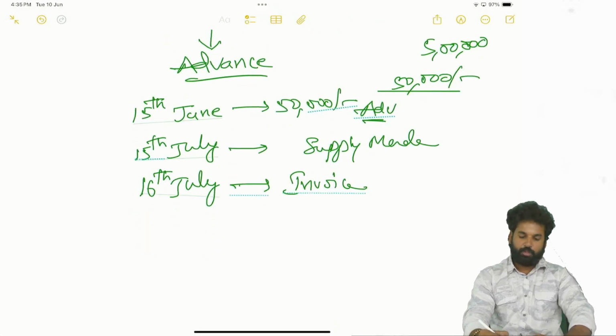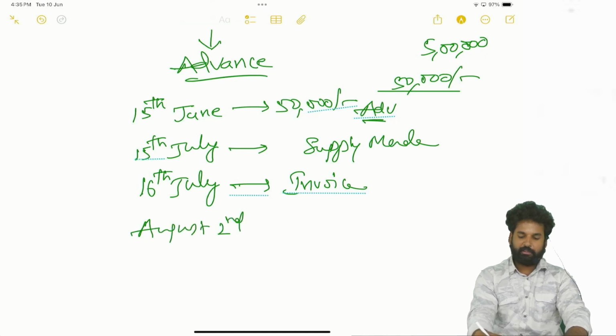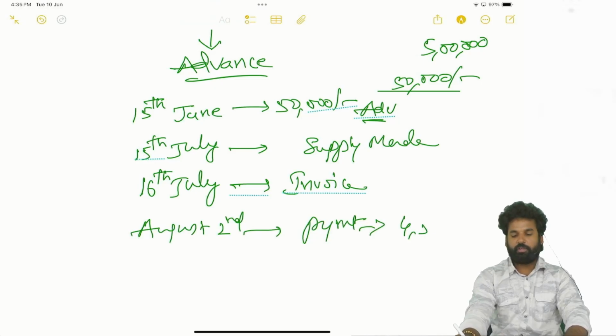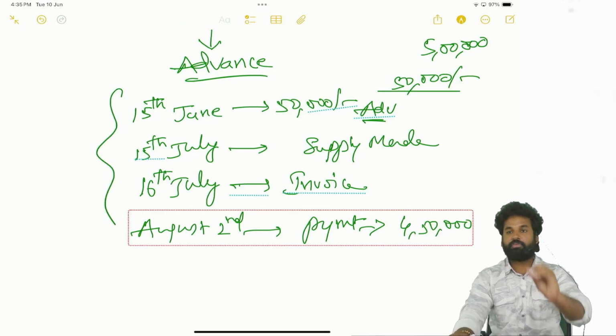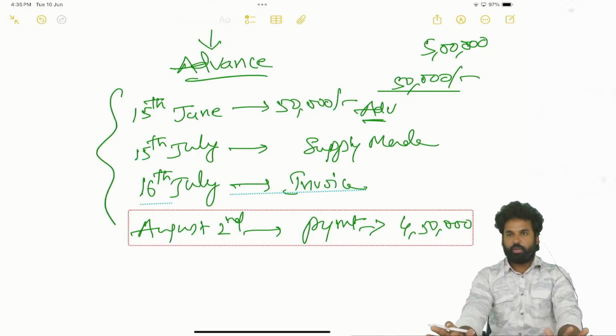Next, on August 2nd, I have received the balance payment. How much? 4,50,000. This is what has happened with respect to a particular supply of 5 lakh rupees.